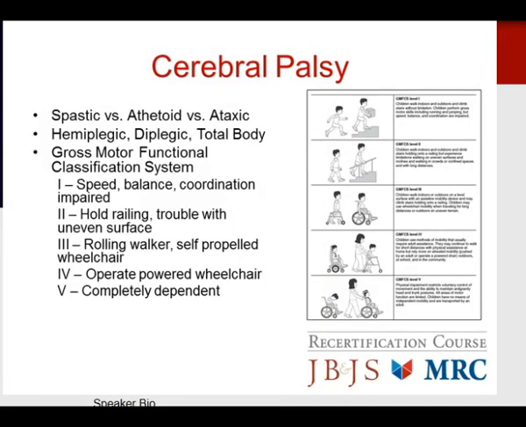Cerebral palsy is another neuromuscular condition which is often due to an injury to the immature brain. This can be classified either based upon the physiologic type, such as spastic, athetoid, or ataxic, with spastic being the most common. It can also be characterized by the location, either hemiplegic, diplegic, or quadriplegic, or total body. Additionally, the gross motor functional classification system classifies these children on their ability to ambulate or mobilize using assistive devices.